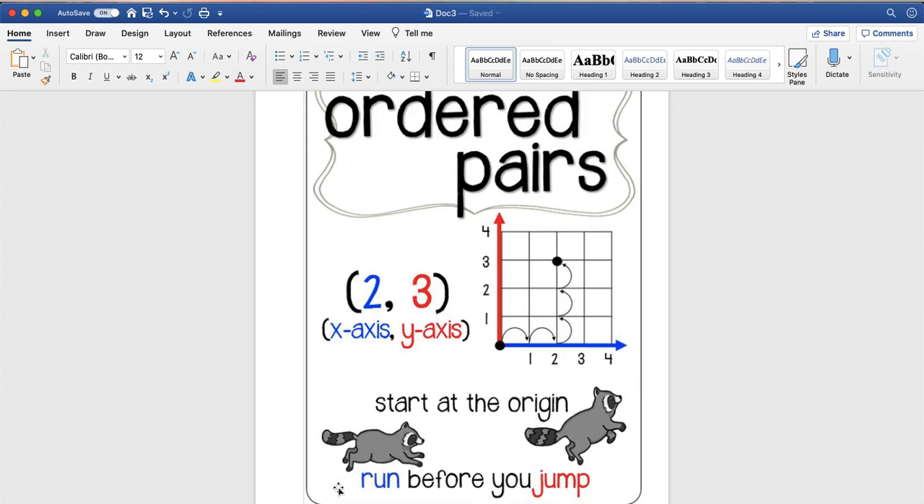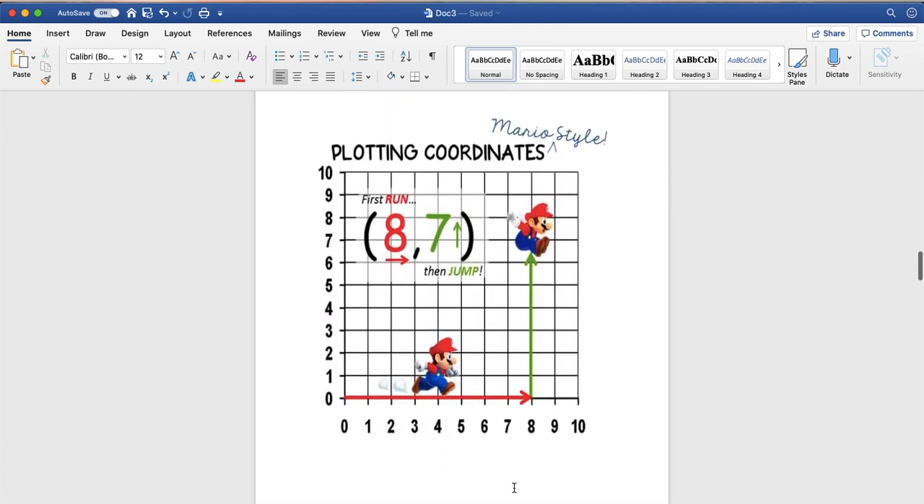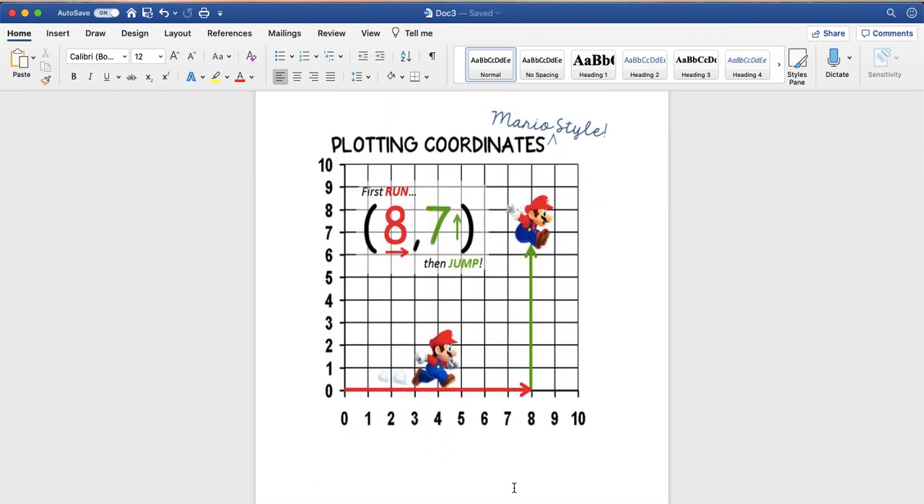So that's why I'm hoping this picture over here with these little raccoons maybe would help to stick that we need to run before we can jump. So now over here, this is just another example of what I just said earlier in this last picture. It's using Mario as an example. So just like how the raccoon said, first run, then jump, this is just showing Mario of how he needs to run before he needs to jump.